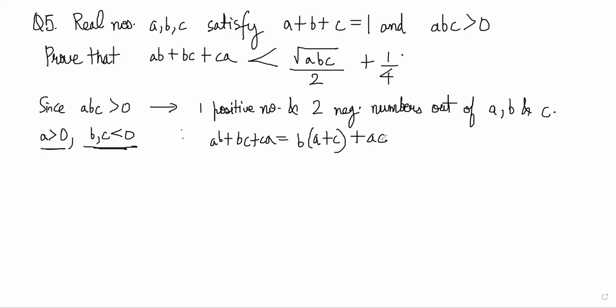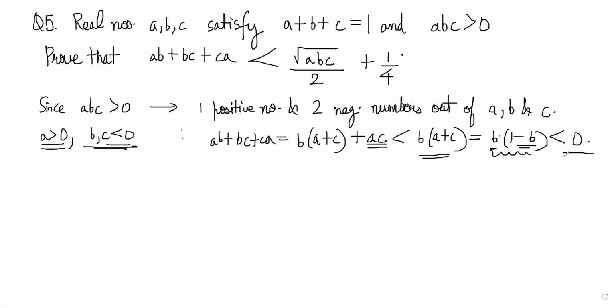Now, B times (A plus C) plus AC: we know for sure here that AC is negative, because A is greater than 0 and C is less than 0. So obviously B times (A plus C) plus AC would be less than B times (A plus C). And B times (A plus C) is basically equal to B times (1 minus B), and you should realize that 1 minus B will be positive because B is negative. So this thing is less than 0.